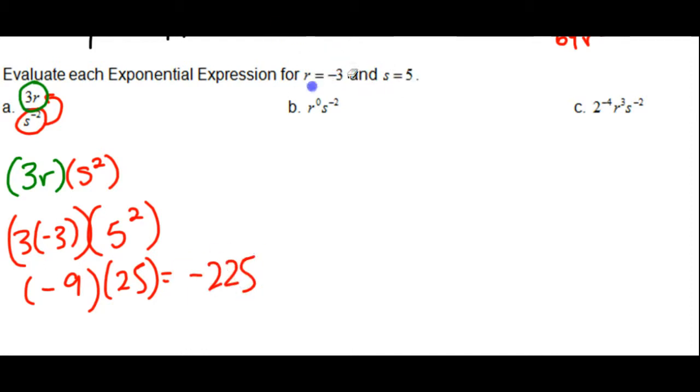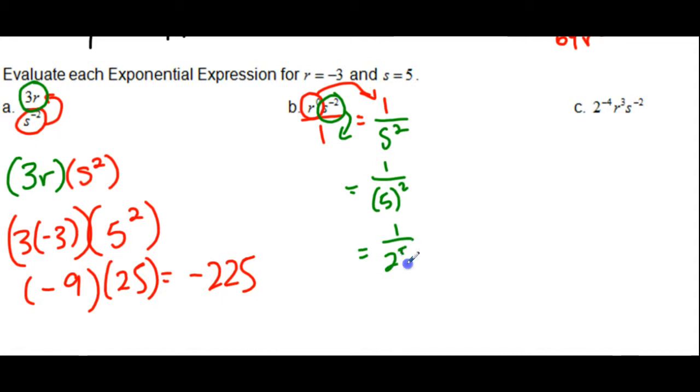Alright? So the next one, we have r raised to the 0, s to the negative 2. Alright, so let's do this. Just because we have a negative, we're going to put everything over 1. Just make it look like a fraction, right? R raised to the 0 is just 1. This s raised to the negative 2, since it's on top, it's negative, you have to put it on the bottom. So we have s squared. Alright, this is our simplified form. Once we do that, we're going to plug in 5. So we have 5 squared, and that gives us 1 over 25.